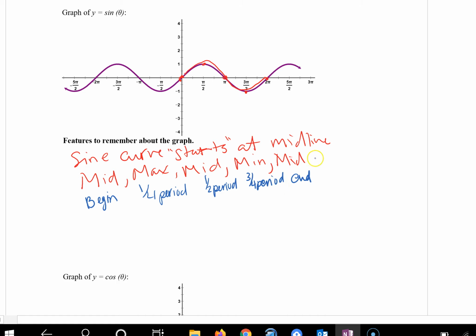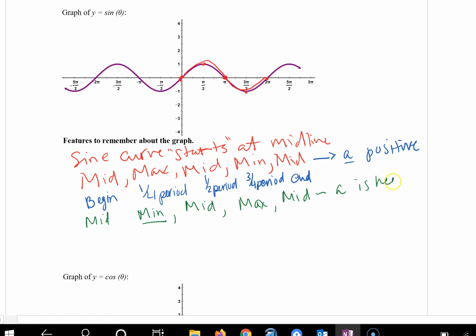And we also mentioned that this pattern was for A positive. The change that happened was if A was negative, you would do midline, minimum, you're going to go down first, midline, maximum, and then come back to the midline. That would be if A is negative.